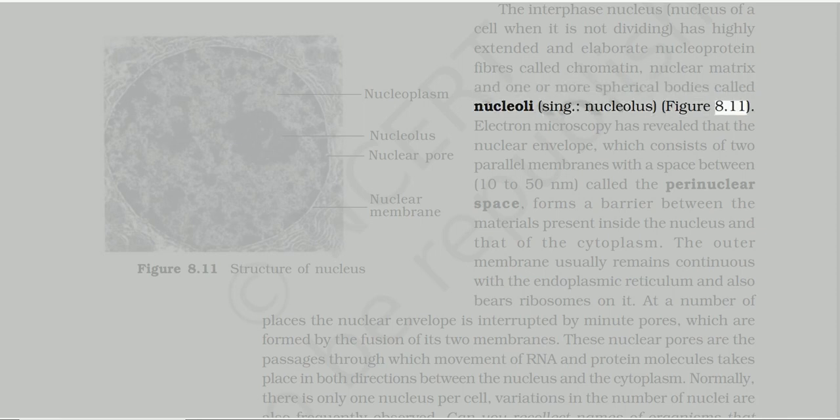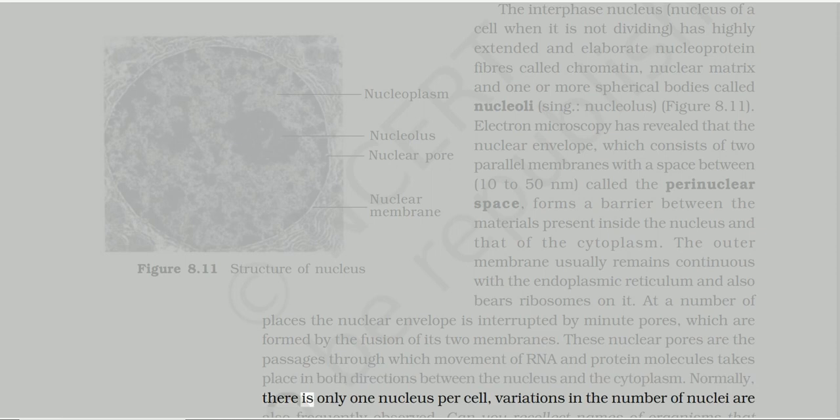Nucleolus, Figure 8.11. Electron microscopy has revealed that the nuclear envelope, which consists of two parallel membranes with a space between, 10 to 50 nm, called the perinuclear space, forms a barrier between the materials present inside the nucleus and that of the cytoplasm. The outer membrane usually remains continuous with the endoplasmic reticulum and also bears ribosomes on it. At a number of places the nuclear envelope is interrupted by minute pores, which are formed by the fusion of its two membranes. These nuclear pores are the passages through which movement of RNA and protein molecules takes place in both directions between the nucleus and the cytoplasm.